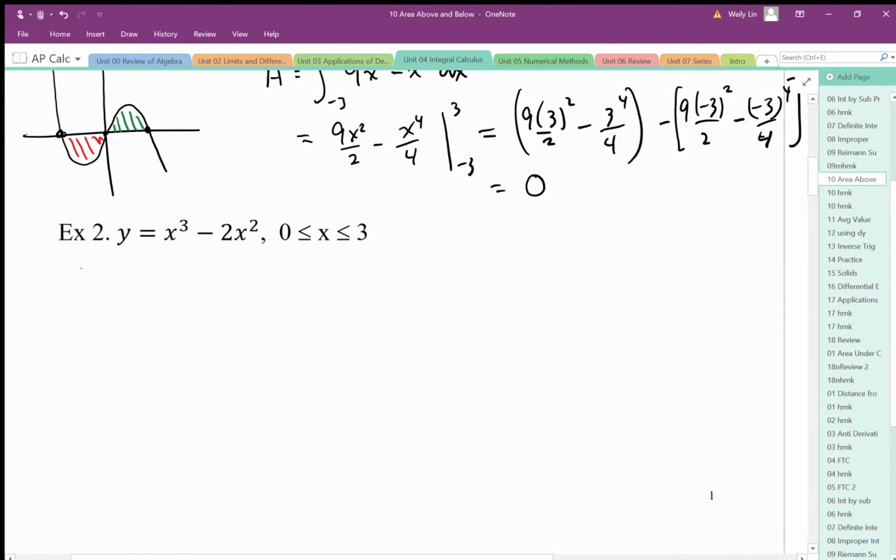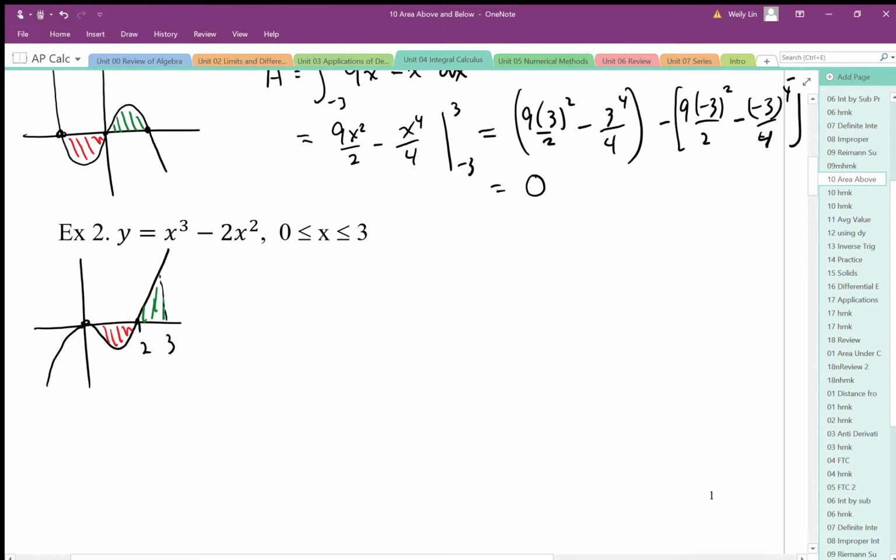Taking a look at this next function here, it looks like we have a 0 at 2, and it looks like there's a bounce at 0. It looks like it's a positive leading coefficient, so I would expect the graph to look something like that. So there's 2, and 3 is somewhere around here. Again, we have part of the curve above the x-axis and part of the curve below the x-axis.